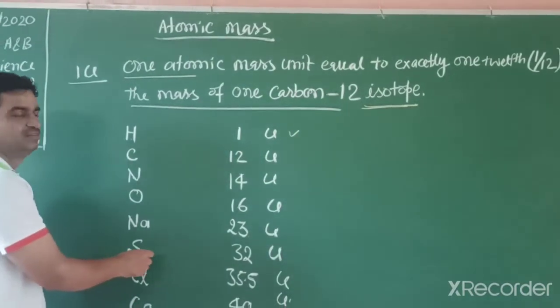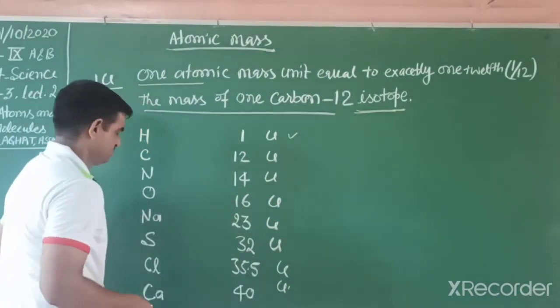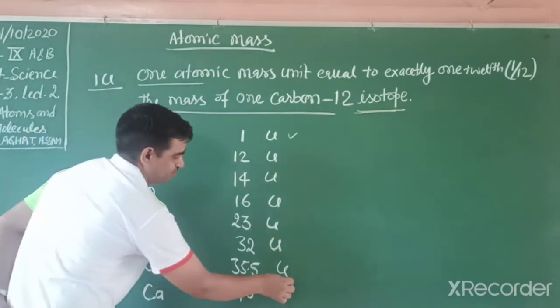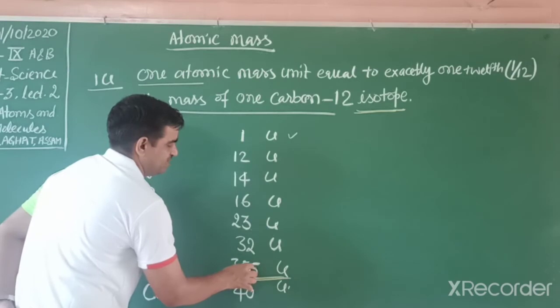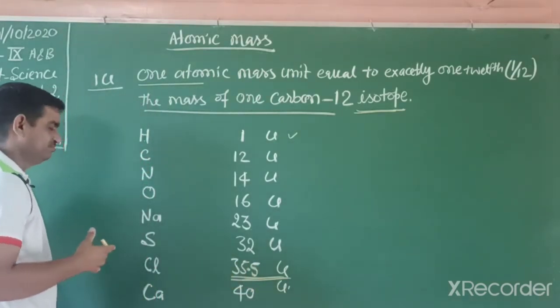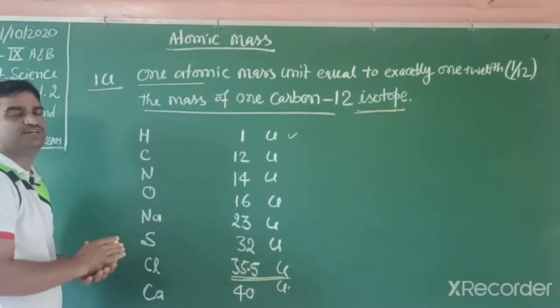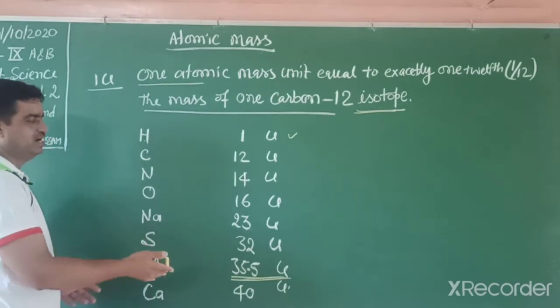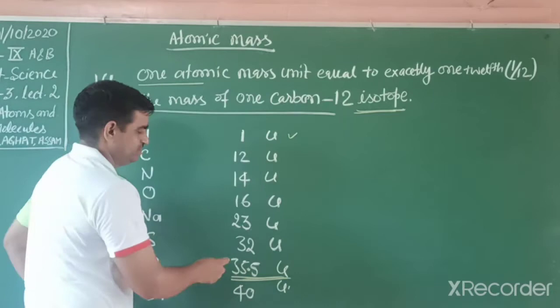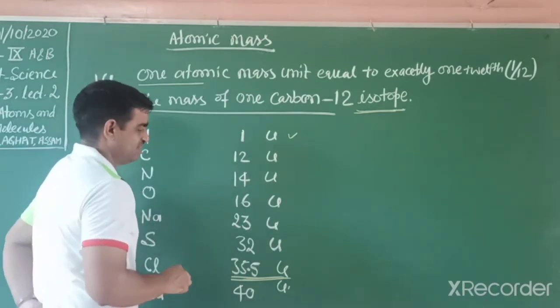Sulfur is 32. Chlorine, students, you can see the chlorine mass is 35.5. How can it be a fraction? Because chlorine has two isotopes, found in nature in different proportions. So the average mass is taken, and it is written 35.5U.